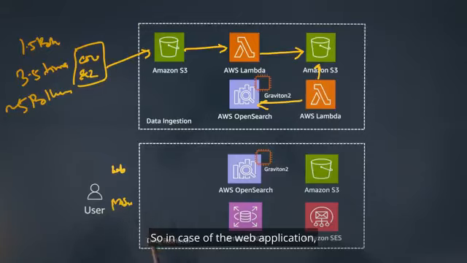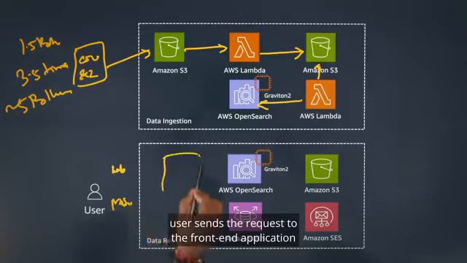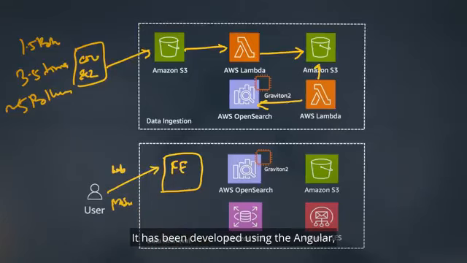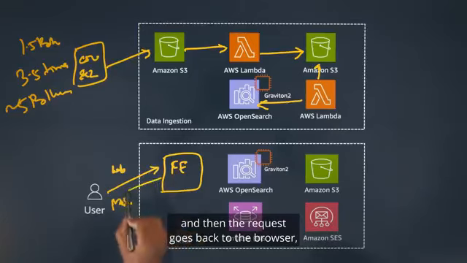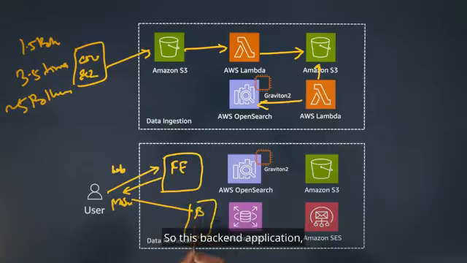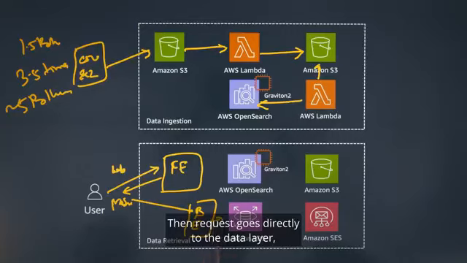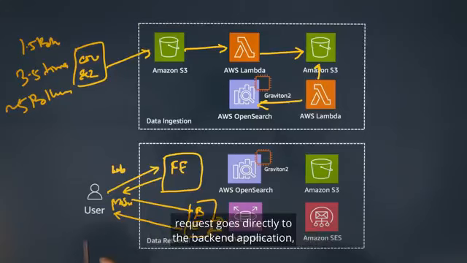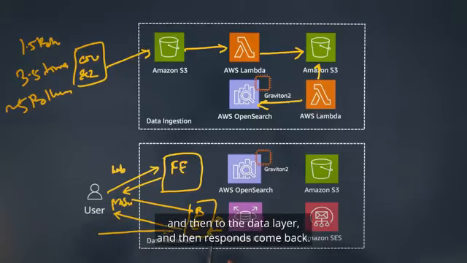So in case of the web application, the user sends the request to the front-end application via the web browser. It has been developed using Angular. And then the request goes to the back-end application. This backend application we have developed using Python. Then the request goes directly to the data layer and the response is sent back to the user via the backend application. While in case of the mobile apps, the request goes directly to the backend application and then to the data layer, and then the response comes back.